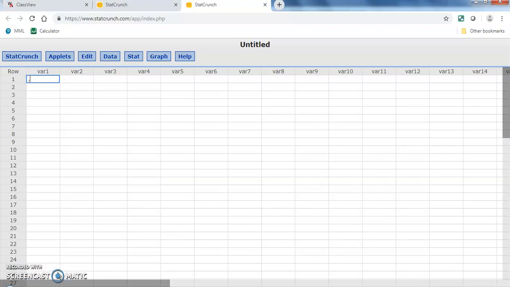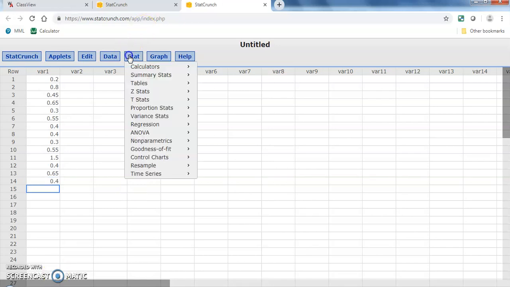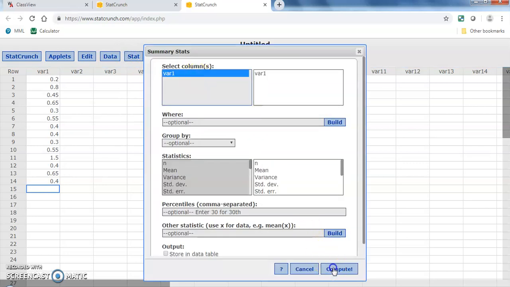So 20 cents, 0.20, 80 cents, 0.80, then 0.45, 0.65, 0.30, 0.55, 0.40, 0.40, 0.30, 0.55, $1.50, 0.40, 0.65, and then 0.40. And then you go to Stat, and then Summary Stats, and Column 1, and say Compute.